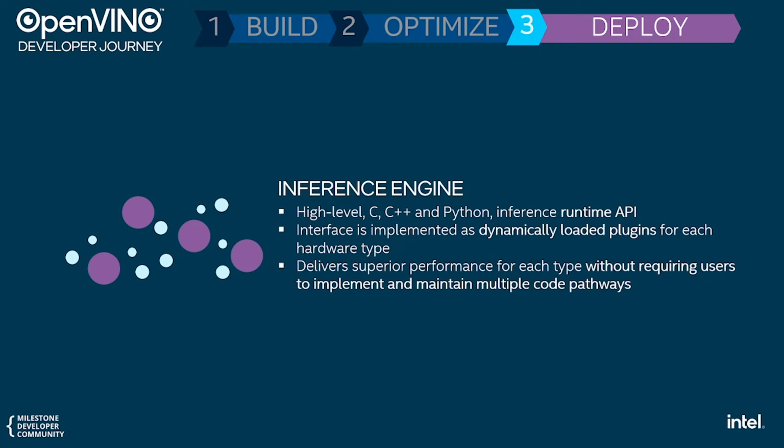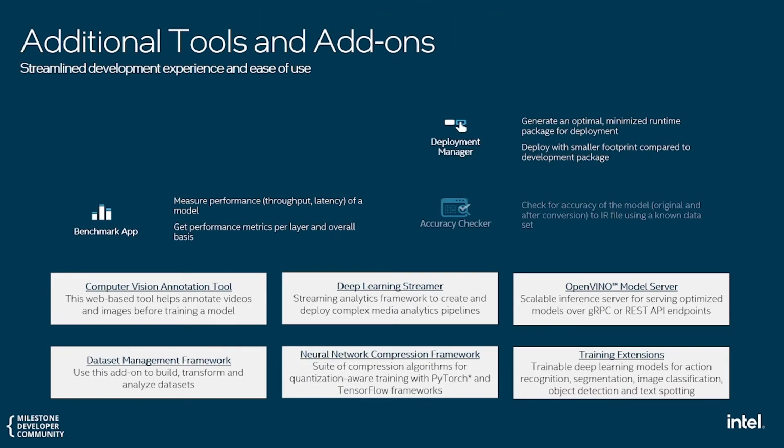The deployment part, as stated before, is also something Intel can help you with. The inference engine is a high-level runtime API based on C, C++, or Python code that is implemented as dynamically loaded plugins for each type of hardware. Of course, these are not the only ingredients inside the OpenVINO toolkit.